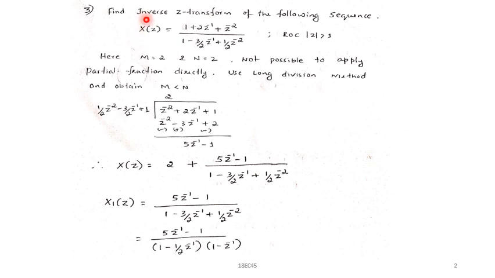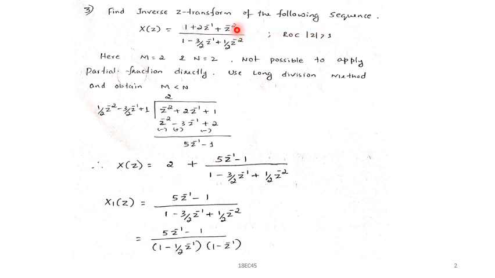So find the Z transform of the following sequence. X of z is equal to 1 plus 2z inverse plus z to the power minus 2 divided by 1 minus 3 by 2 z inverse plus 1 by 2 z to the power minus 2, with ROC mod z greater than 1.